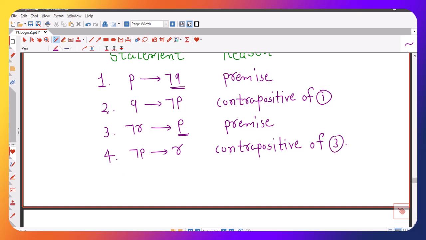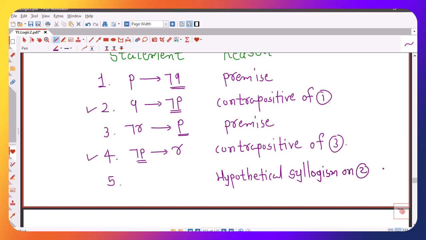the contrapositive of statement 3, and now we observe steps number 2 and 4, and we can see here we can use hypothetical syllogism. So our reason is hypothetical syllogism on statements number 2 and 4. Here I have Q implies negation P, here I have negation P implies R, therefore I must have Q implies R using hypothetical syllogism.